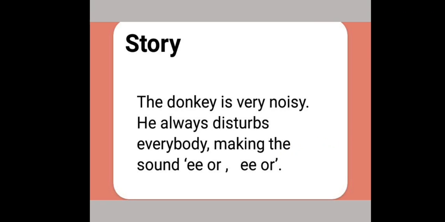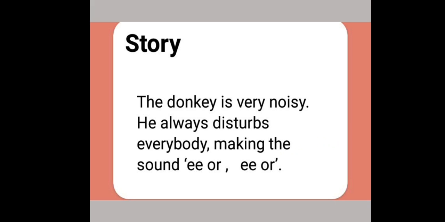So we are going to be learning a new letter sound, but before we do that we are going to tell a story. Now I would like you to listen to my story. I have a donkey and my donkey is very noisy. He always disturbs everybody around the compound, and each time he disturbs that he makes noise, he makes the sound E or.